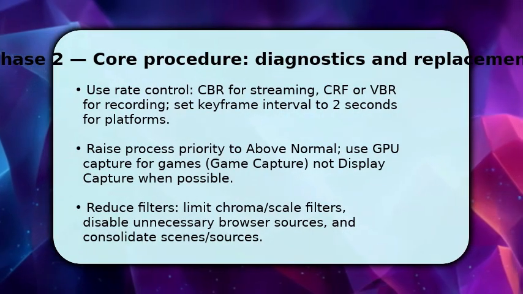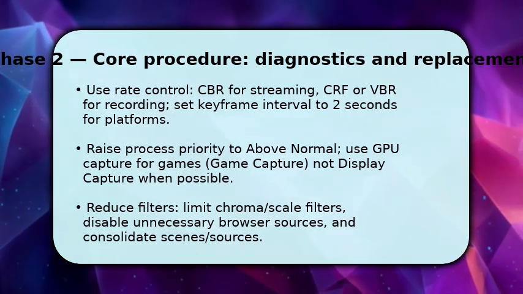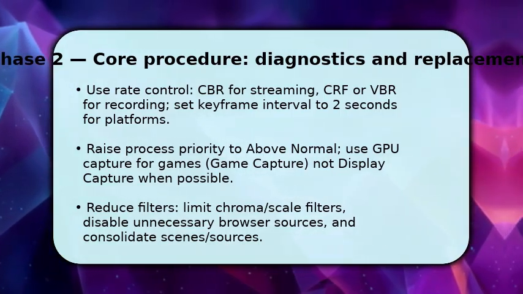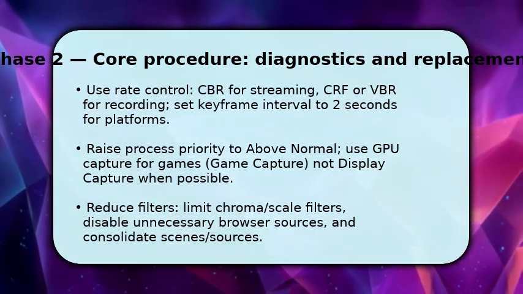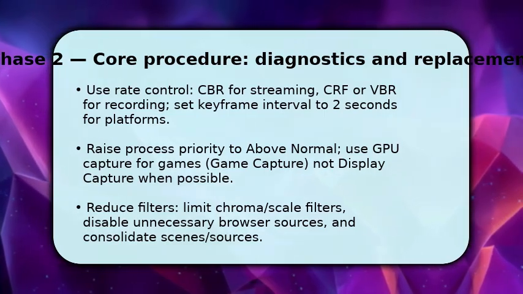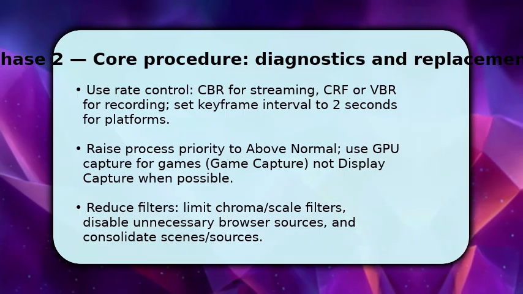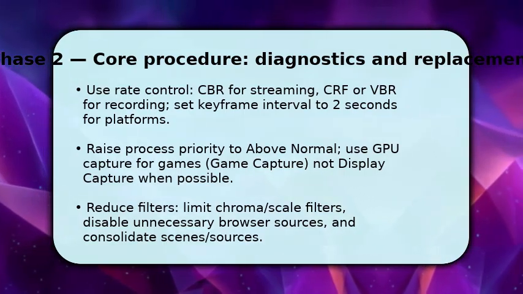You now dive into the complex middle. Fine-tune the encoder and scene setup so OBS stops bottlenecking. For live, use CBR with a 2-second keyframe interval. For files, prefer CRF or VBR with a higher bitrate cap. Once configured, elevate OBS process priority to above normal so the OS favors it, and switch to game capture for full-screen apps to reduce compositor overhead.